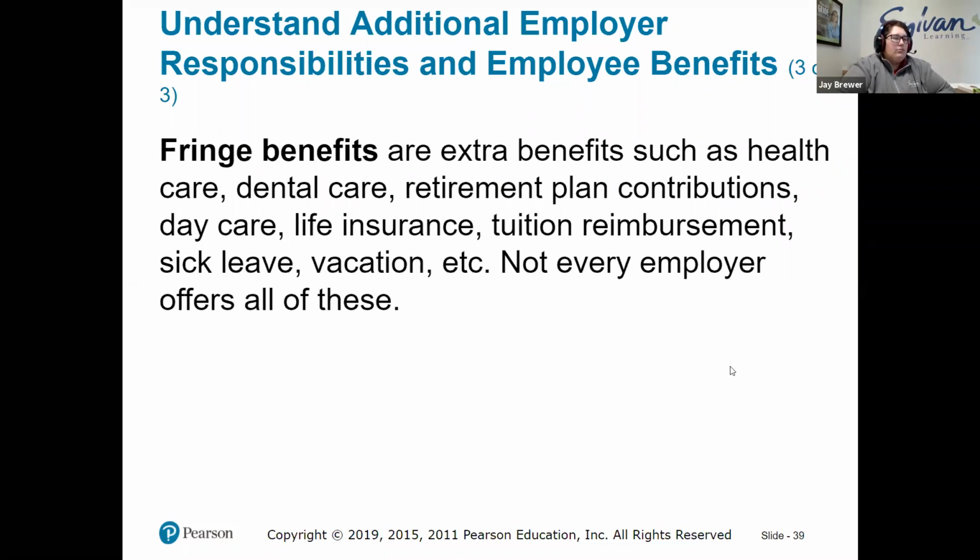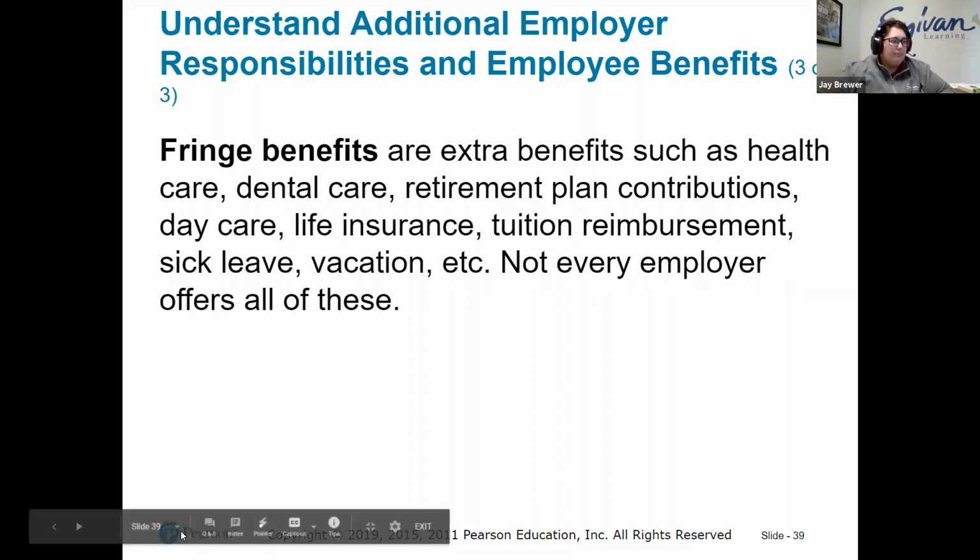Fringe benefits are extra benefits such as health care, dental care, retirement plan contributions, daycare, life insurance, tuition reimbursement, sick leave, vacation, etc. Not every employer offers these. In fact, most part-time employers will not offer it. All right.